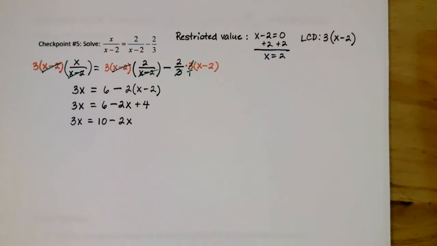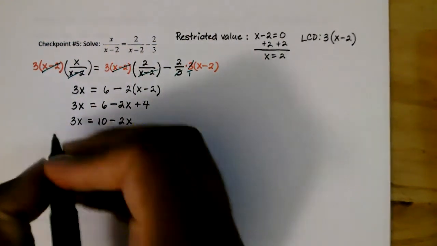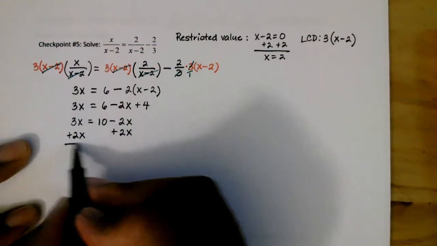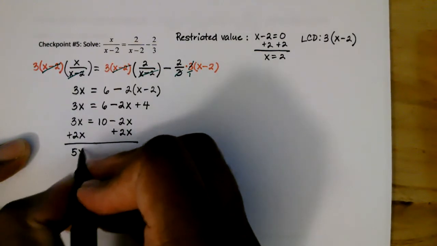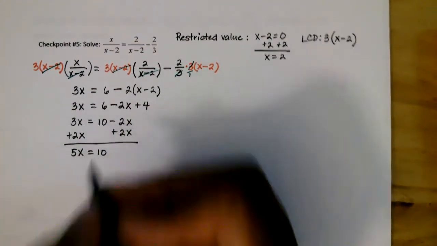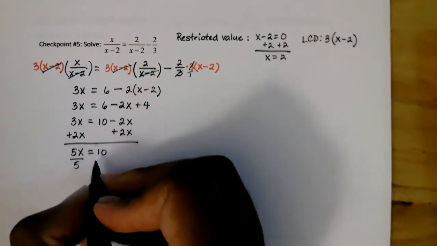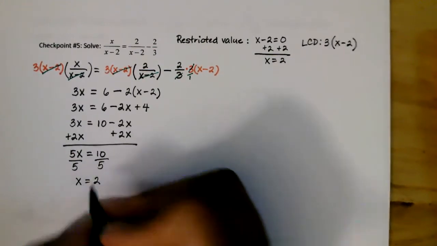And then the next step would be to get all the variable terms on one side. So I'm going to move the minus 2x over to where the 3x is by adding 2x on both sides. So 3x plus 2x is 5x. And that's equal to 10. And to solve for x, I'm multiplying by 5, so I need to divide both sides by 5. That means x is equal to 2.